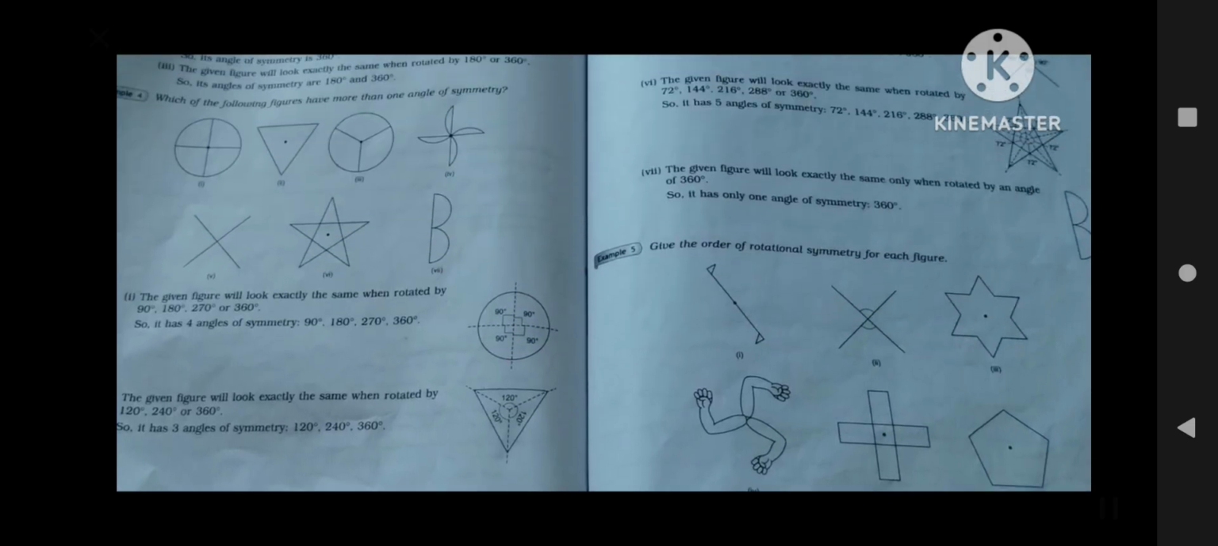4. Which of the following figures have more than one angle of symmetry? Solution. 1. The given figure will look exactly the same when rotated by 90, 180, 270 or 360 degrees. So it has four angles of symmetry: 90, 180, 270 and 360 degrees. 2. The given figure will look exactly the same when rotated by 120, 240 or 360 degrees. So it has three angles of symmetry: 120, 240 and 360 degrees.